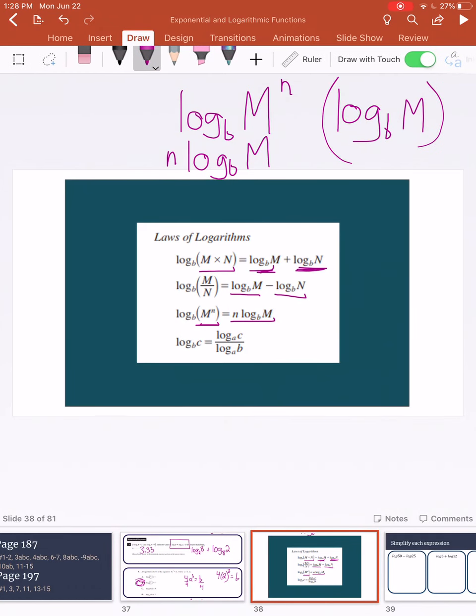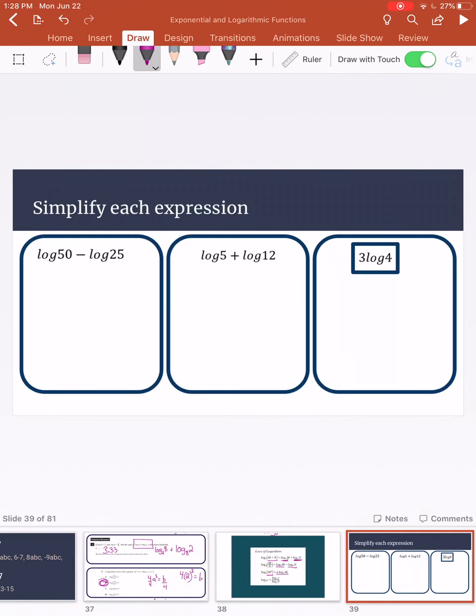There is actually no log law if you were to raise the entire logarithm, so that's not the same thing. So this only holds true if the exponent is only applied to the argument, not the entire logarithmic function. Okay, so let's go ahead and simplify.